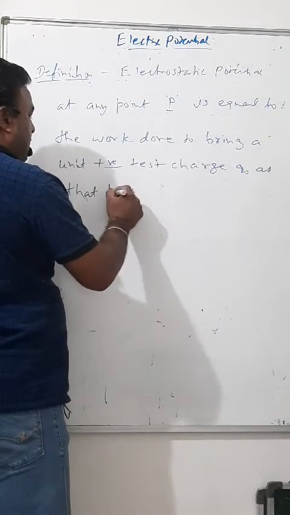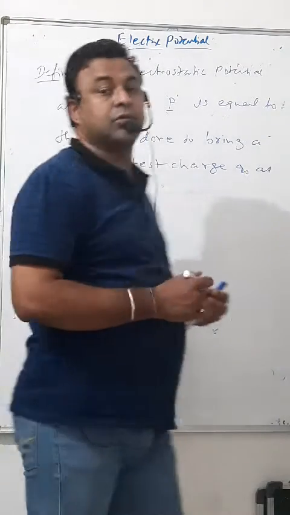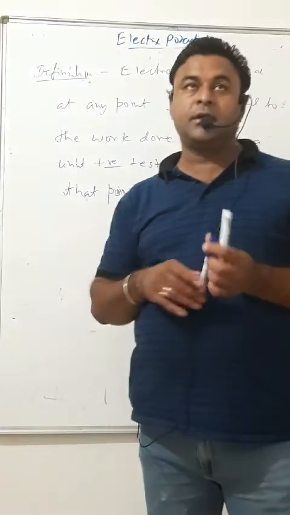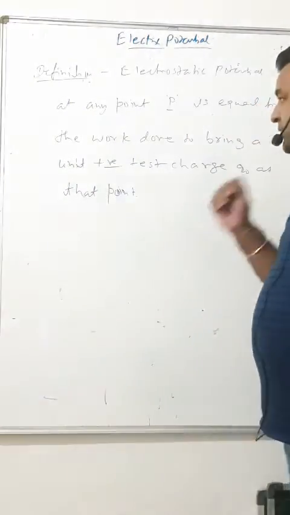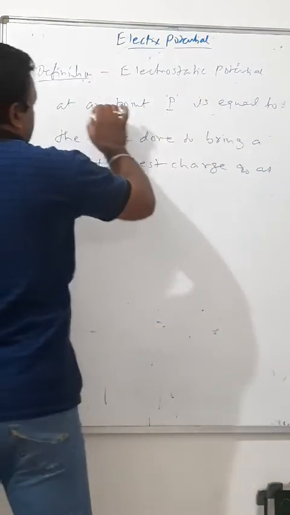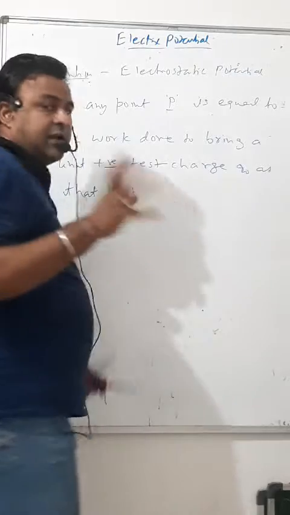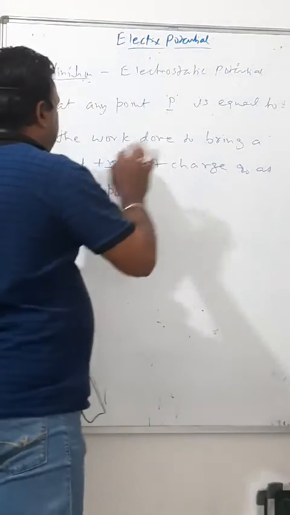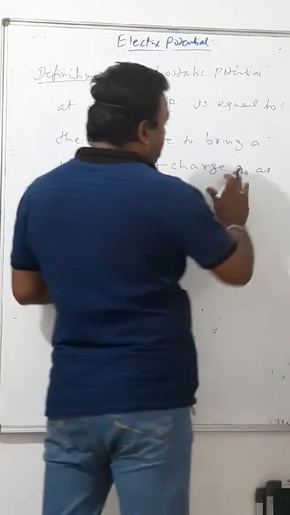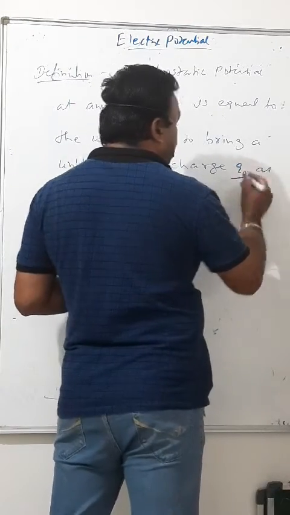It's actually a definition which is a thumb rule. It is applicable everywhere in electrostatics. Now, what this definition says: the electrostatic potential at any point P, definitely in some electric field, is equal to the work done to bring a unit positive test charge Q naught. First of all, let me explain what this Q naught is.